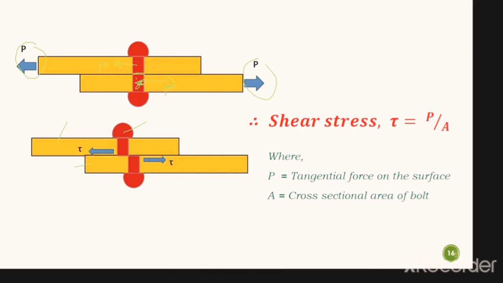So the rivet, if you see the rivet, half of the rivet is being pulled in this direction and the other half is being pulled in this direction. So the direction of this P is actually in the direction of this cross section, right? The force P is tangential to the cross section, parallel to the cross section.